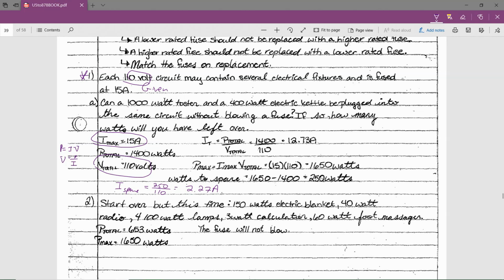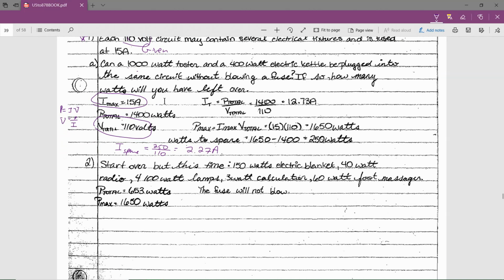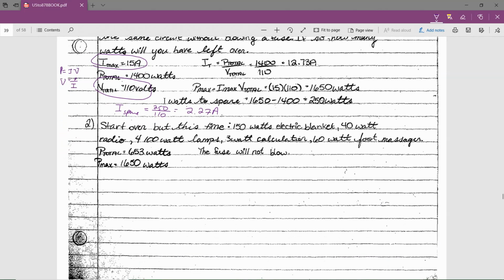Okay, now that was just two objects, so we didn't blow a fuse. We were getting a little close to it, but we could have put in more stuff, but not more than 250 watts. So if I put in a 300 watt light bulb, then I would have blown a fuse, tripped the breaker. Now let's say we started over, but this time we had a whole bunch of stuff put in.